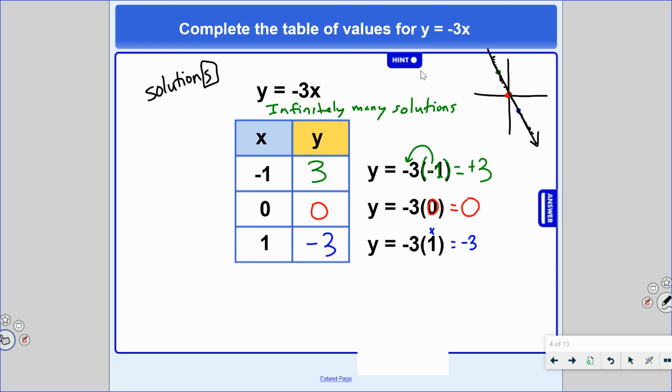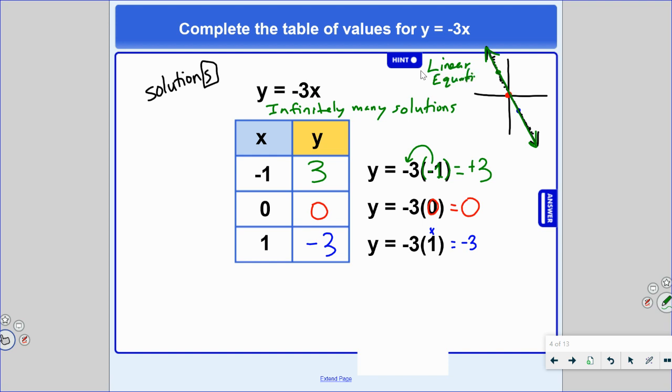Instead of drawing billions of points, we are going to draw a line that displays all the infinitely many points, x and y ordered pairs, that would make this equation true. So ladies and gents, welcome to the world of linear equations.